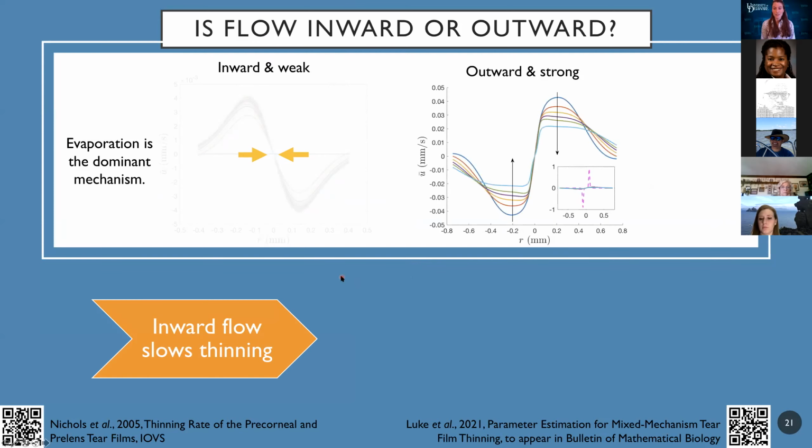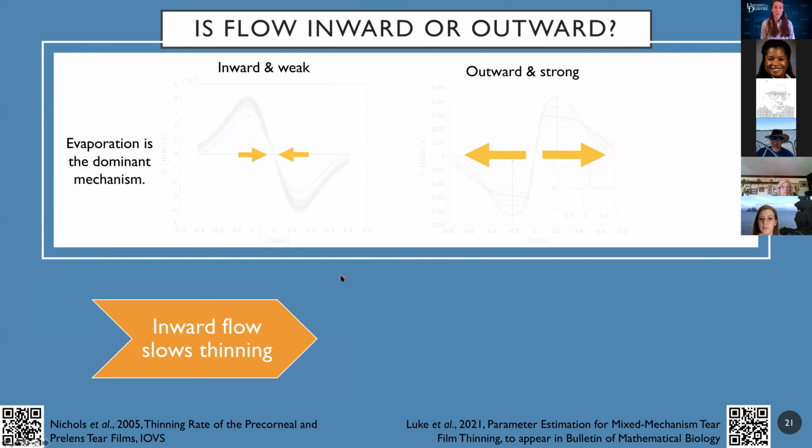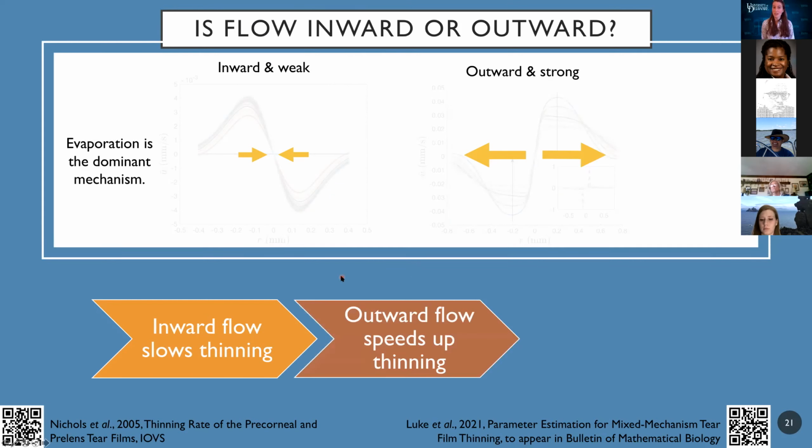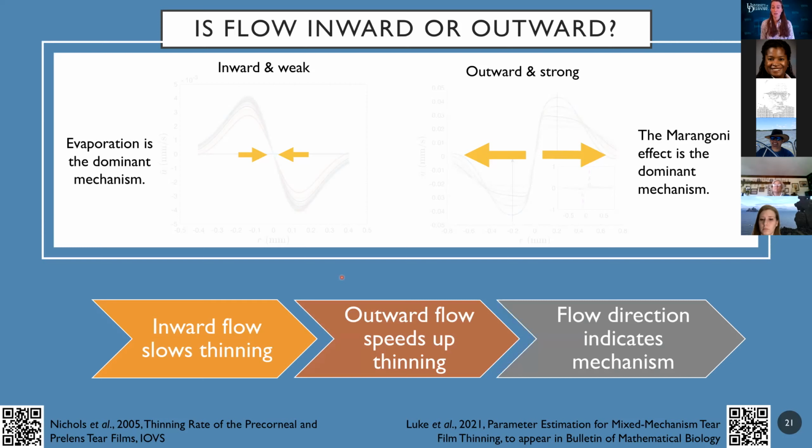In contrast, if the flow is outward and strong, it's speeding up thinning, which we know goes with the rapid thinning of the Marangoni effect. So if the flow is outward overall, Marangoni flow is beating the pressure flow, and it's causing this fast thinning. The Marangoni effect is going to be the dominant mechanism. So the flow direction is a really quick check for us to say which mechanism is causing the thinning. If it's inward, evaporation. If it's outward, Marangoni effect.